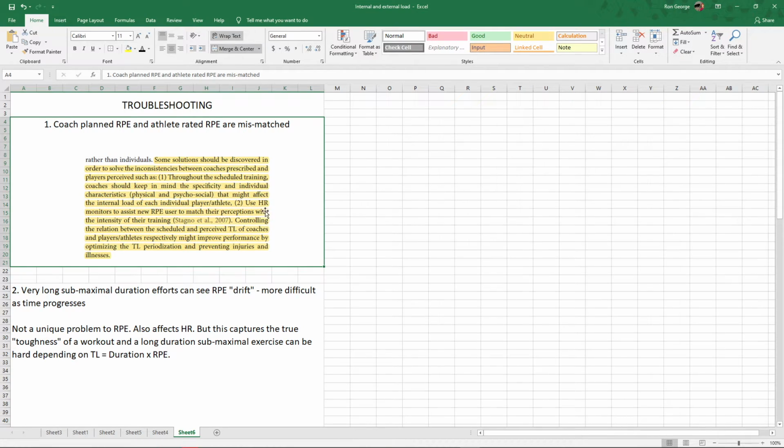You can supplement the use of HR monitors to assist a new RPE user to match their perceptions with the intensity of their training. That's very good advice, actually, and that goes back to what I was saying. You don't want to use any method in isolation. So an easy, cheap, widely adopted way can be using HR and RPE in combination. Okay. Controlling the relationship between scheduled and perceived training load of coaches and players, athletes, respectively, might improve performance by optimizing the training load periodization and preventing injuries and illnesses.